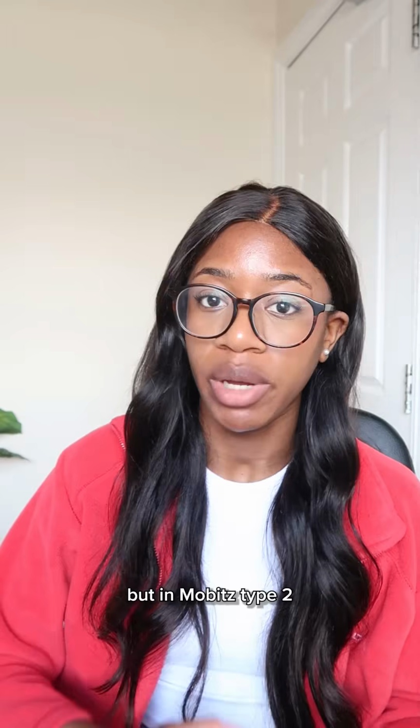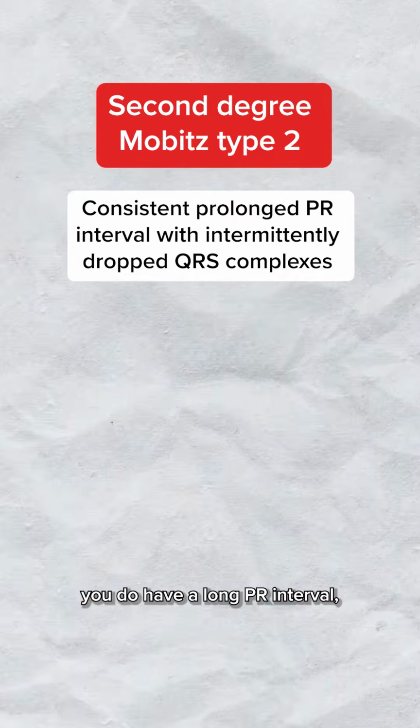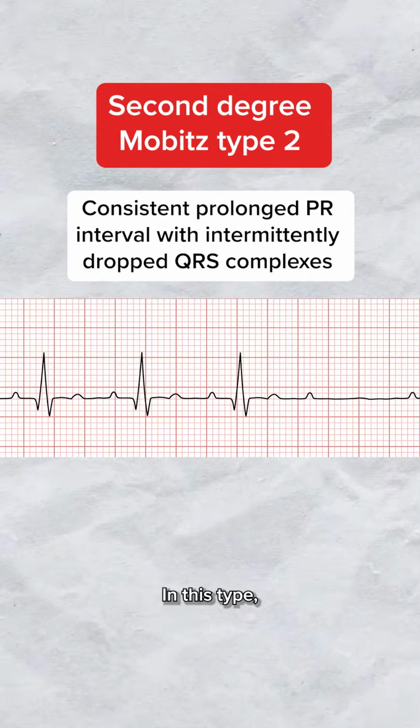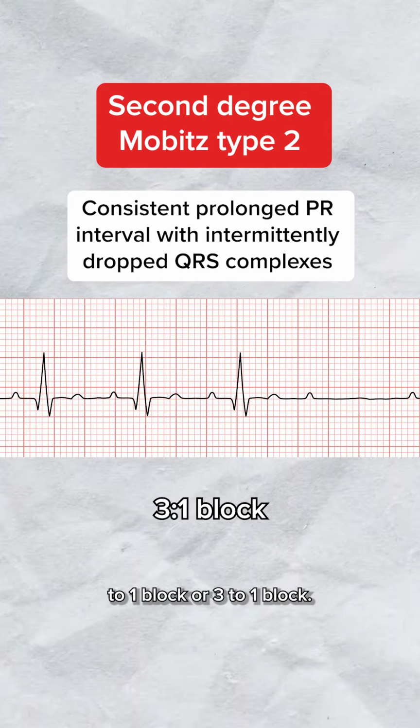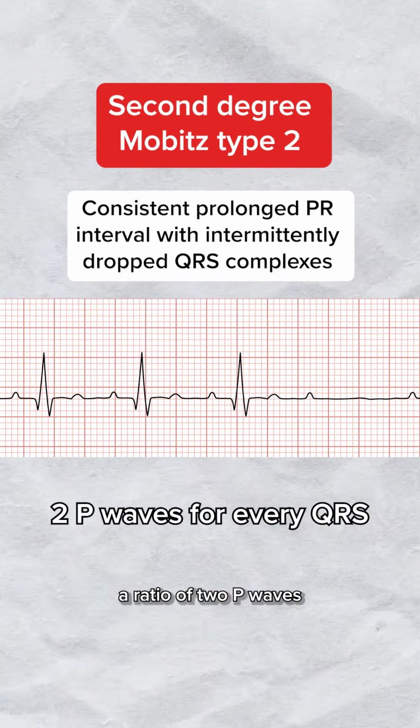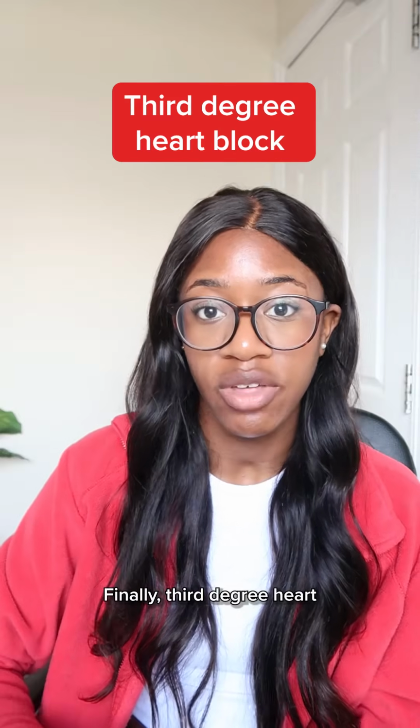So that's Mobitz type 1, but in Mobitz type 2, you do have a long PR interval, but it actually doesn't change length. In this type, there's also more of a pattern to it, so you sometimes might hear it being called 2-to-1 block or 3-to-1 block, and this is when you've got a ratio of 2 P waves to 1 QRS. Finally, third degree heart block.